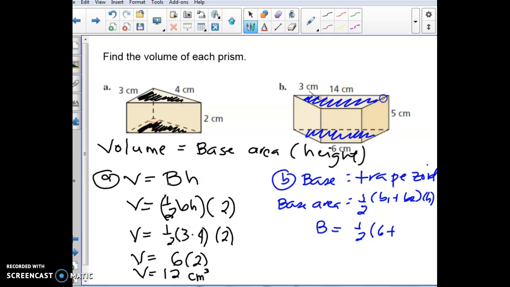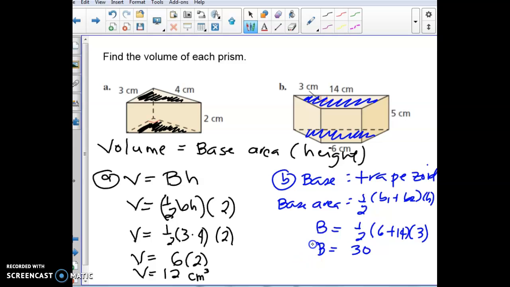Okay, so take note that 14 there is the same as the one that's dotted at the bottom. So that's going to be 14. And then the height of the trapezoid is this red segment here, the perpendicular segment, so that's 3. So the base area will now become 6 plus 14, that's 20. If you divide that by 2, you get 10. Multiplied by 3, you get 30.